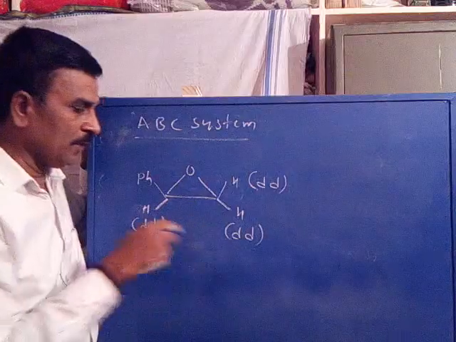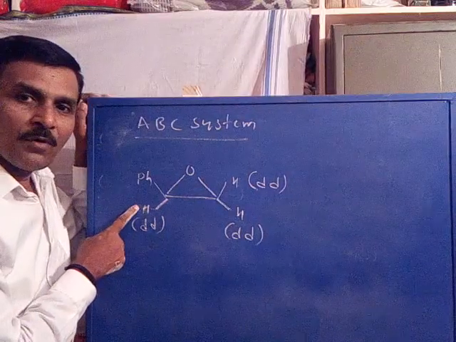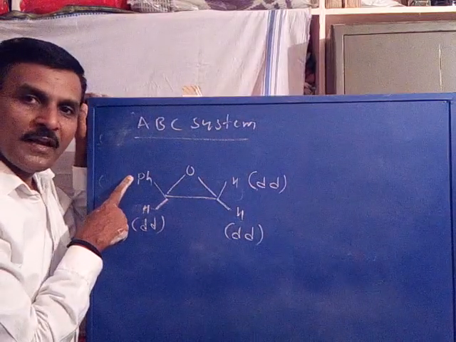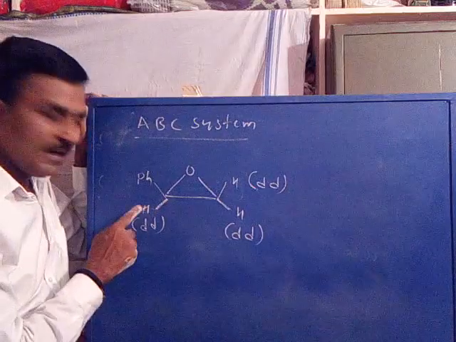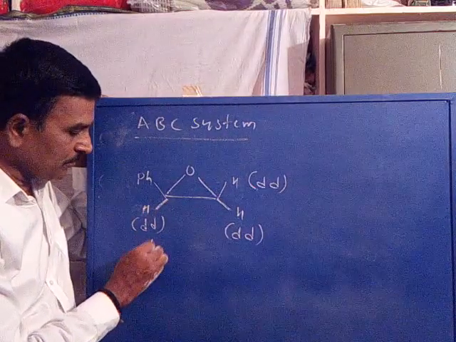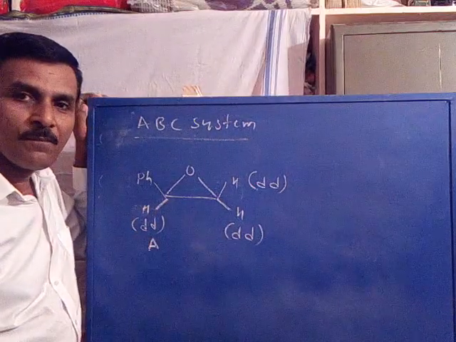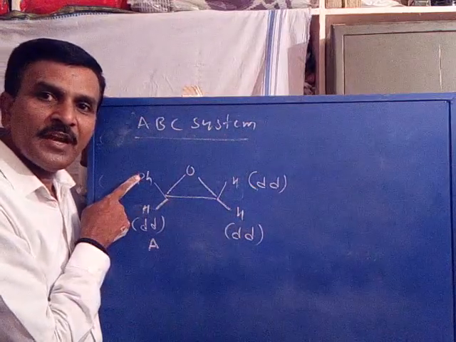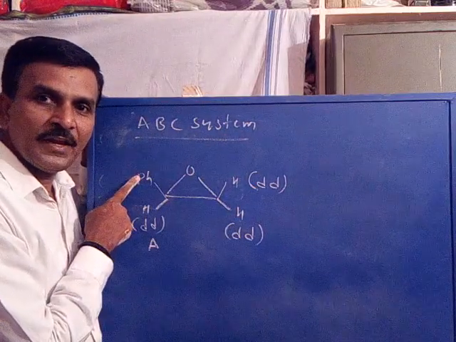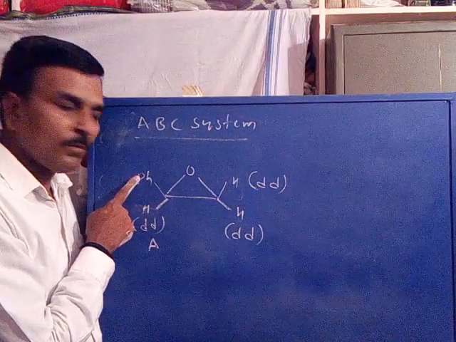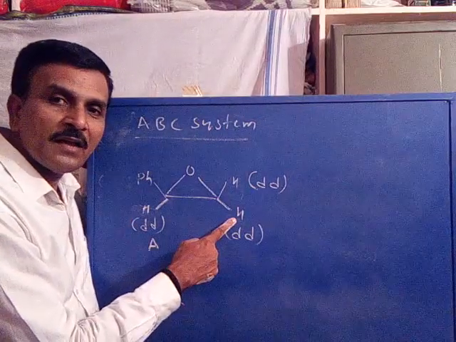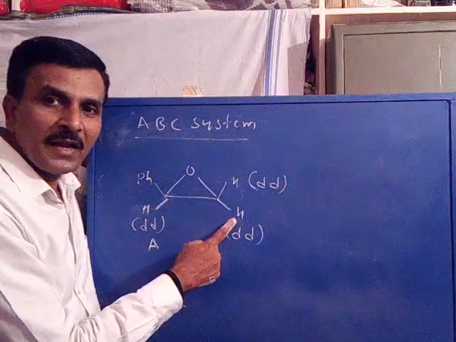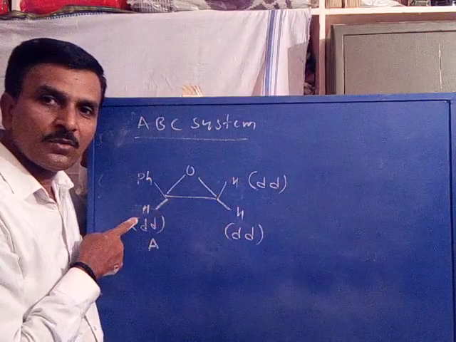Is it clear? Now this is the proton near to phenyl group. It has a higher delta value, therefore it comes under A. Now this is the proton far away from phenyl group. It is trans to phenyl group. There is no anisotropic effect. So this proton has a lower delta value when compared with the other two.